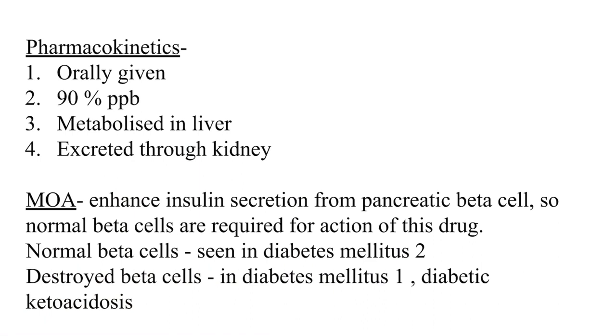Now let's see the mechanism of action in short. It enhances the insulin secretion from the pancreatic beta cell, right? For these drugs to function, we require normally functioning beta cells, which are present only in case of diabetes mellitus type 2. In case of diabetes mellitus type 1 and diabetic ketoacidosis, the beta cells are destroyed. So we cannot use these drugs in these two conditions. This is about sulfonylureas.